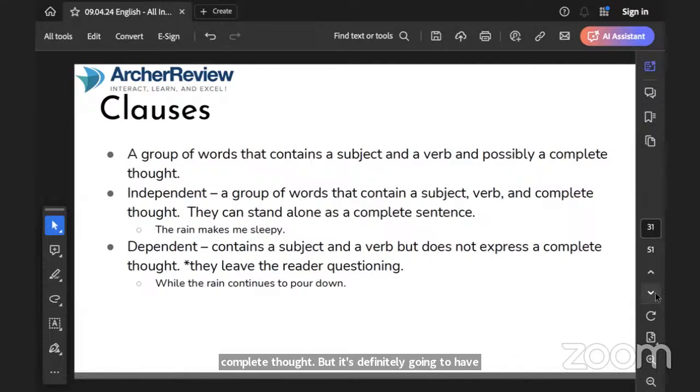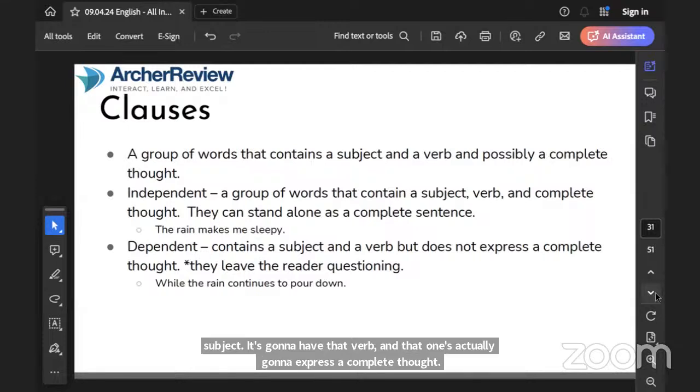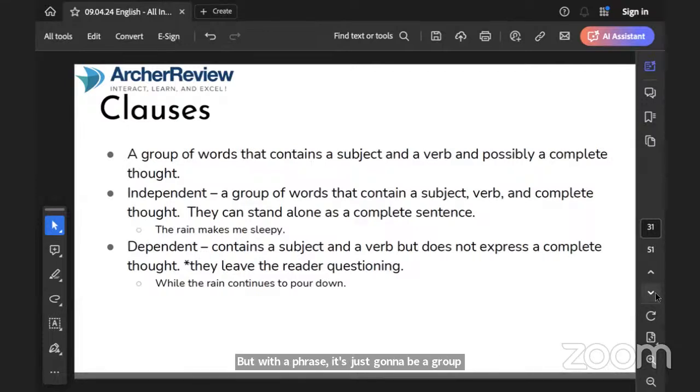If it's an independent clause, it's going to have that subject, it's going to have that verb, and that one's actually going to express a complete thought. But with a phrase, it's just going to be a group of words. So, for example, with a prepositional phrase, you would say, during the storm. Well, I've got a noun, but I don't have a subject and a verb. So, that's the difference between a phrase and a clause. Very good question.